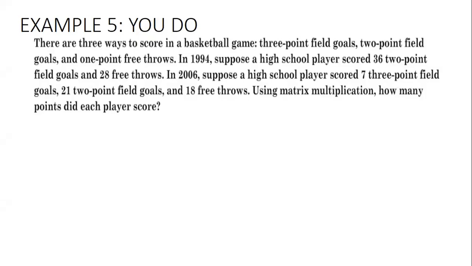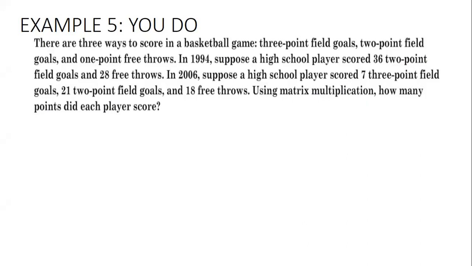Okay. All right. So last example. It says there are 3 ways to receive a score in basketball. Can someone else read? There are 3 ways to score in a basketball game: 3-point field goals, 2-point field goals, and 1-point free throws. In 1994, suppose that high school players scored 36 2-point field goals and 28 free throws. In 2006, suppose a high schooler scored 7 3-point field goals, 21 2-point field goals, and 18 free throws. Using matrix multiplication, how many points did each player score?